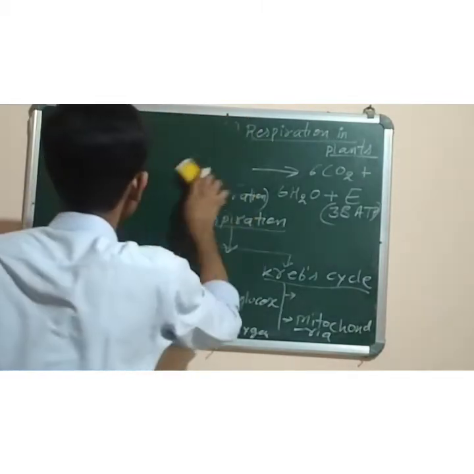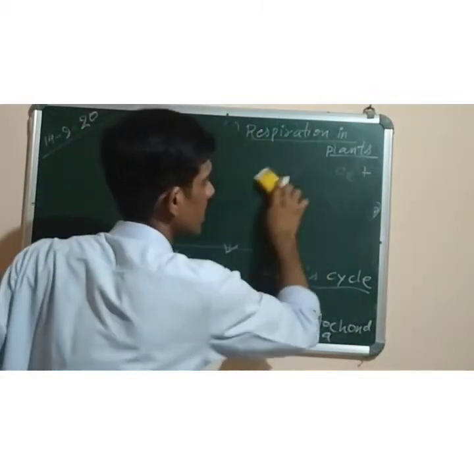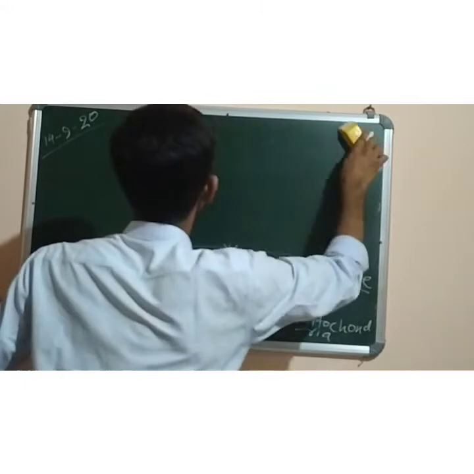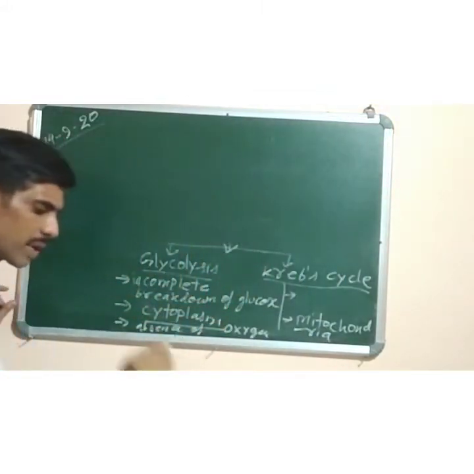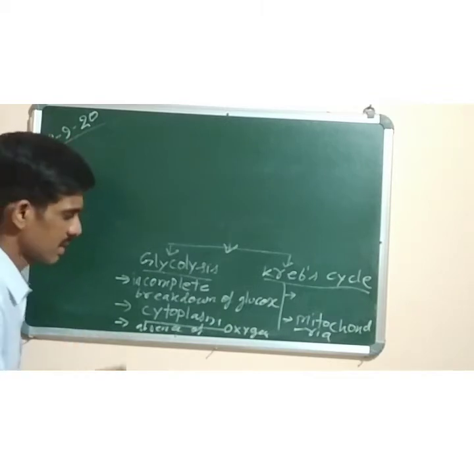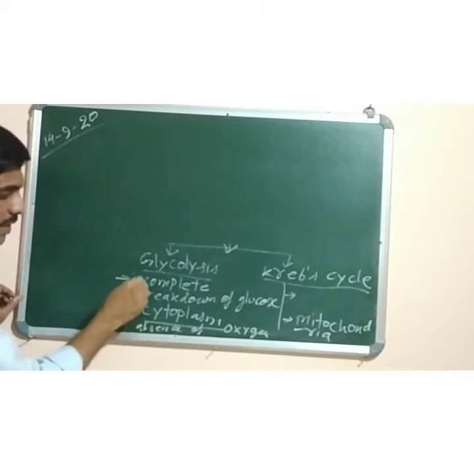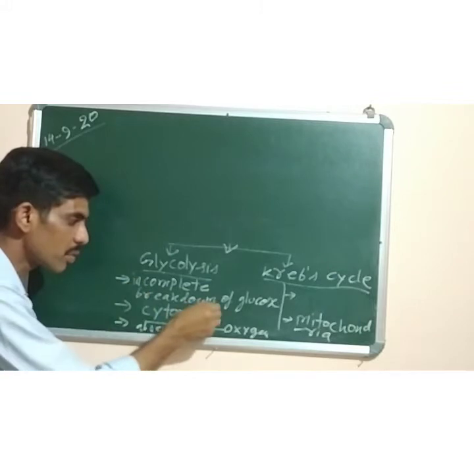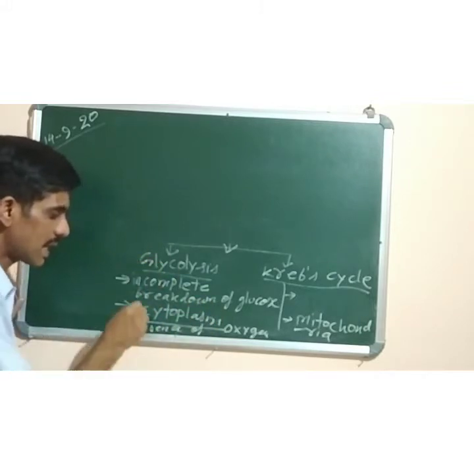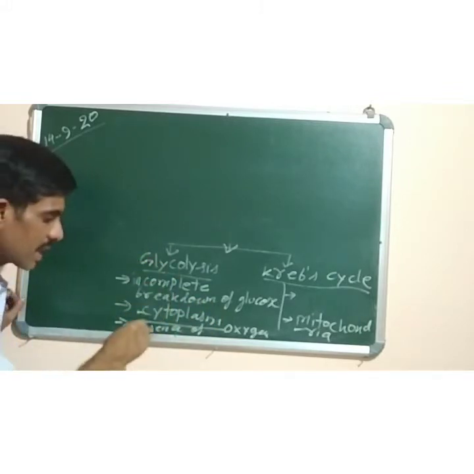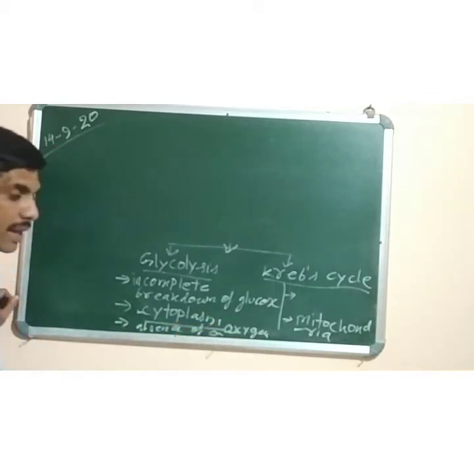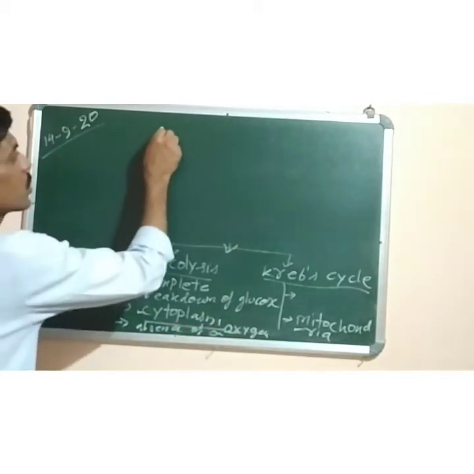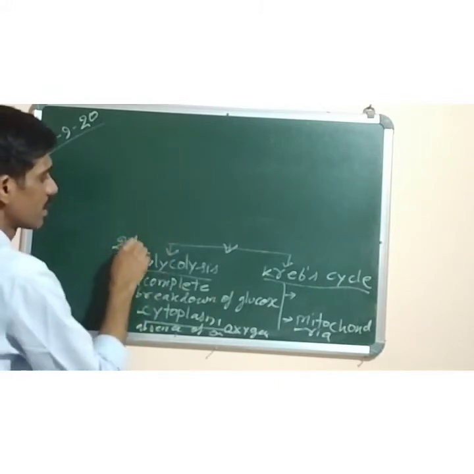Now, next we'll study... okay, so I'll try to write down the equation of glycolysis. I said the first point, incomplete breakdown of glucose occurs in glycolysis. It takes place in the cytoplasm in the absence of oxygen. Okay, already written here. And the fourth point I said, only 2 ATP is formed here.